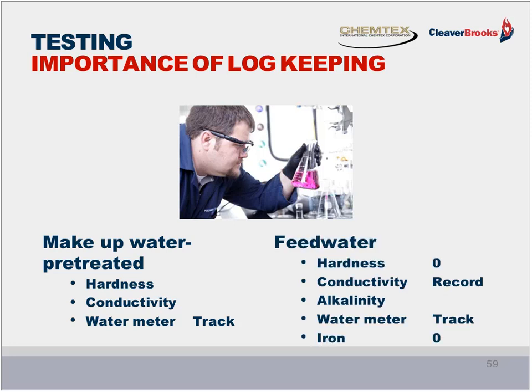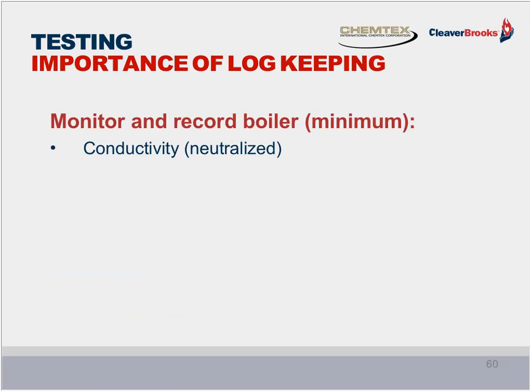On the feed water, you also have to be testing because you want to make sure that there's zero hardness going into the boiler, that the conductivity of your feed water is relatively consistent, and the alkalinity the same. You want the alkalinity to be consistent. If you've got a meter on your feed water, it's very valuable to have that information as well. And because feed water is a combination of condensate and makeup, you want to make certain that you're testing the iron as well.